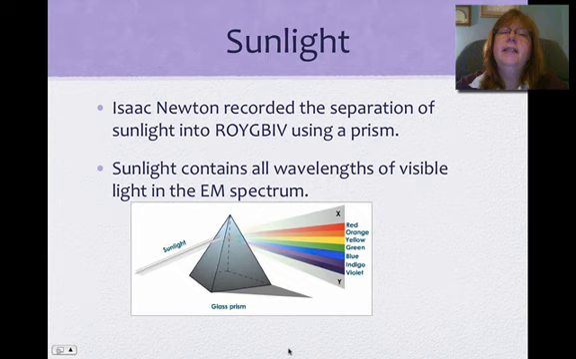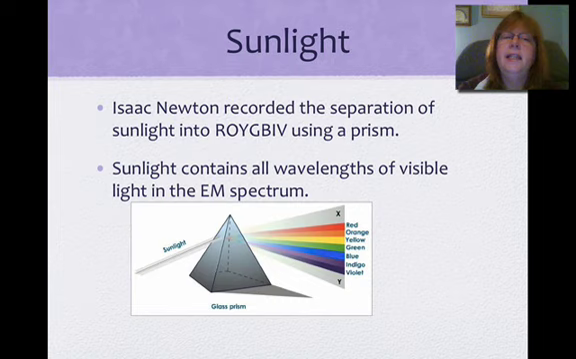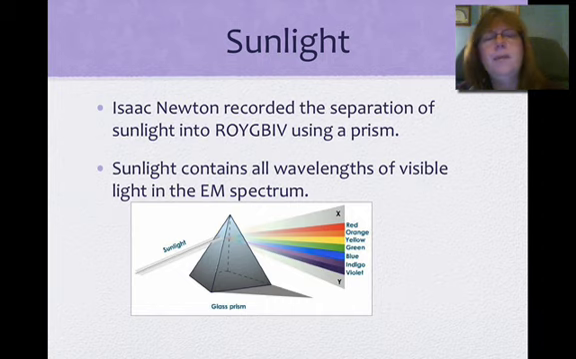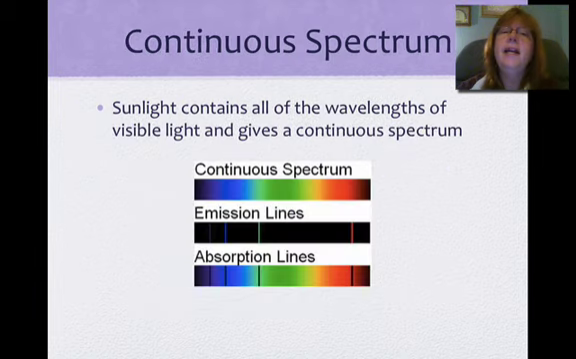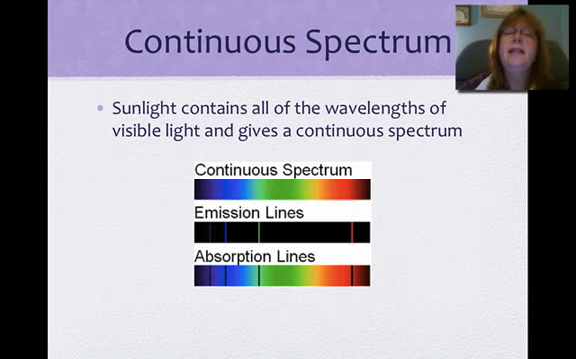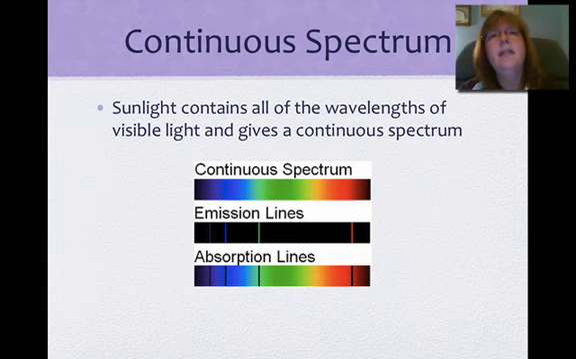Now, sunlight. Isaac Newton was a person who introduced the idea that sunlight, or white light, or the visible light, can be separated into the different colors of the rainbow. And he used 7 colors: red, orange, yellow, green, blue, indigo, and violet. And he did this using a prism. And so what he saw is all the wavelengths of visible light in the electromagnetic spectrum. And we call this a continuous spectrum. So that sunlight that contains all those wavelengths of visible light is producing a continuous spectrum.